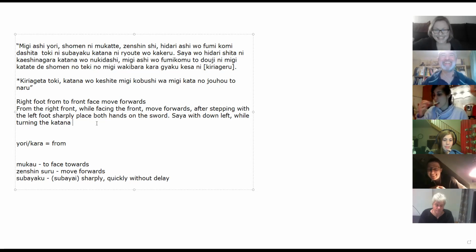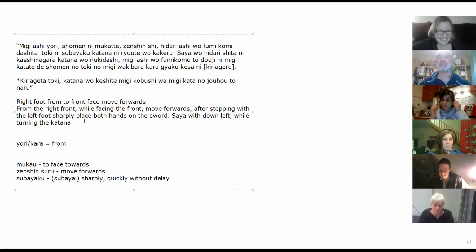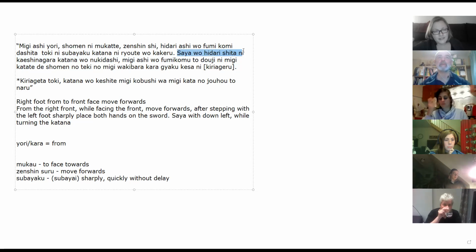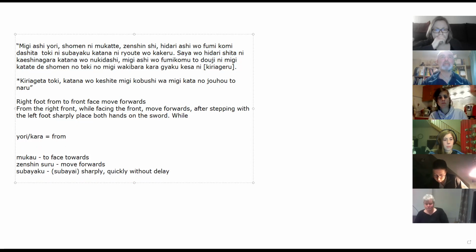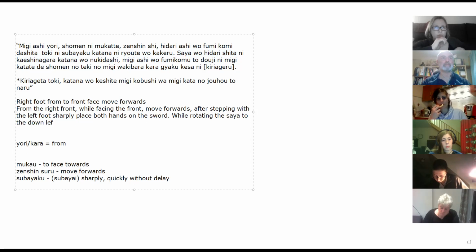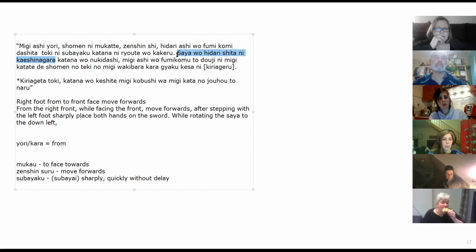Okay, I'm taking over. Right, we've got most of it. I give up. No, you've done most of it, actually. So you said saya, so we're marking the saya as the thing we're working on first. Hidari shita ni kaishi nagara. So this is one sentence here, one clause. While, let's make this together. While, this kaishi means rotating in this case. Rotating saya to the down left. Okay. So this is the first part here, which is good. I need just one word more. Rotating. Oh yeah, sure. Well, you said turning, which is also fine. Turning. This is good. Turning.